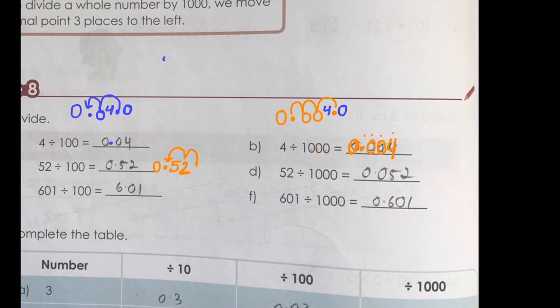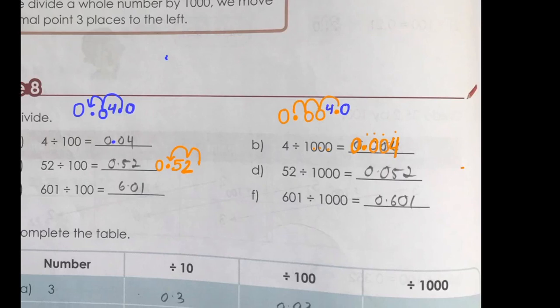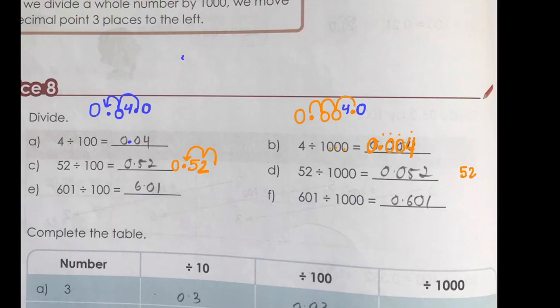So it will be 0.52. Now I have 52 divided by 1,000. So I'm going to write down my 52. Then, because it's division, I have to move left. How many times? 1,000 means 3 times. So 1 time, 2 times, 3 times. I'm just going to erase that for you. 52, 1, 2, 3. So it goes 0.052.